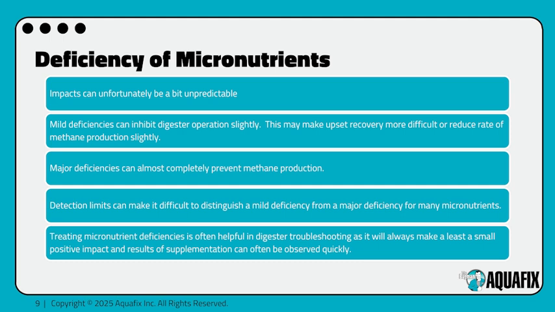If you have a major micronutrient deficiency, you can almost completely prevent methane production, like very little will happen. But if you have a minor deficiency, your system might operate pretty much perfectly.